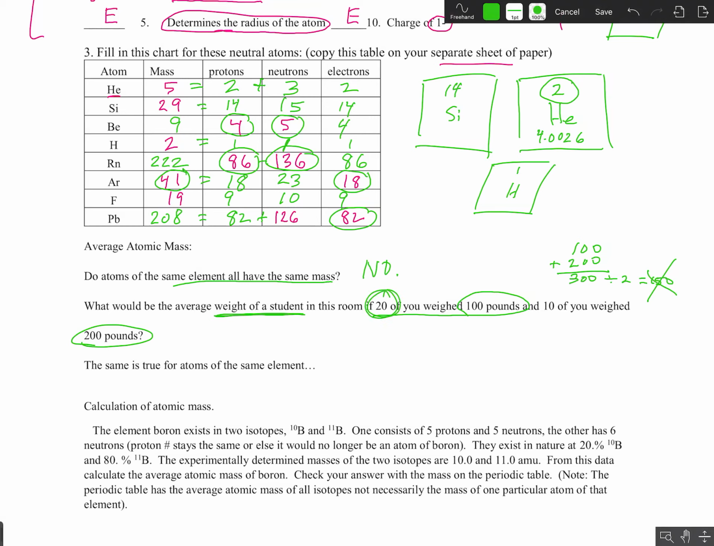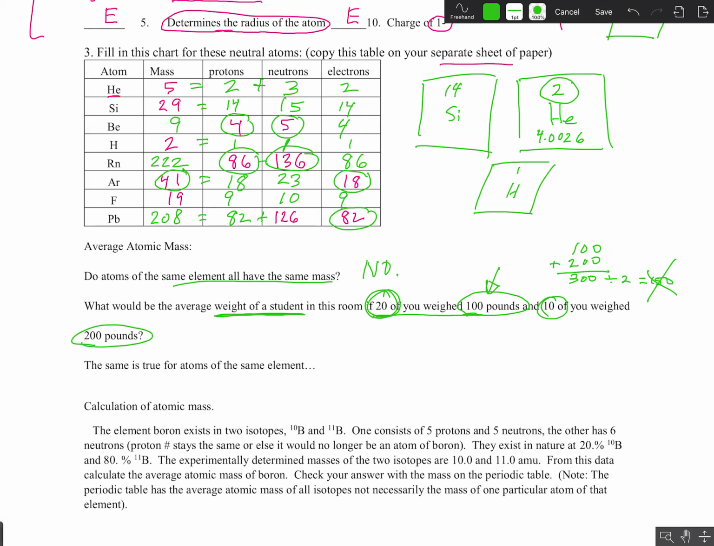Didn't 20 of them weigh 100 pounds? And only 10 of them weigh 200 pounds? So won't the average kiddos be closer to 100 than it is to 200? It won't be right between the two. More of them weigh 100 pounds than weigh 200 pounds. So how would we do that problem?